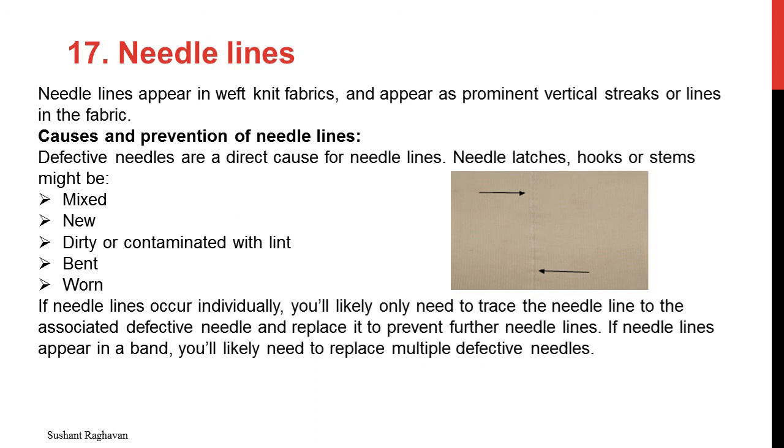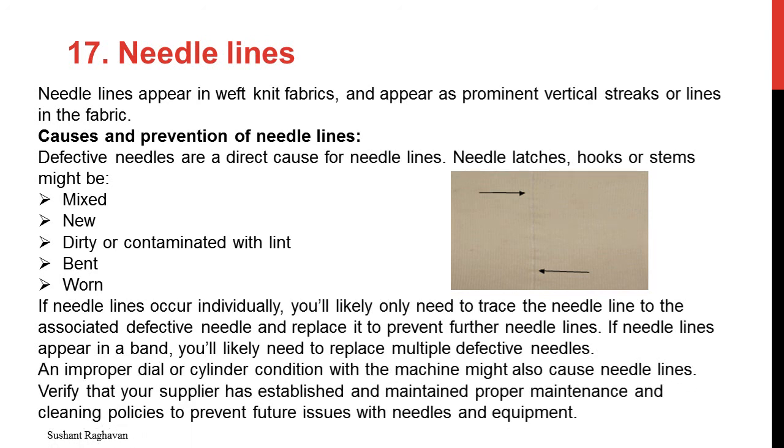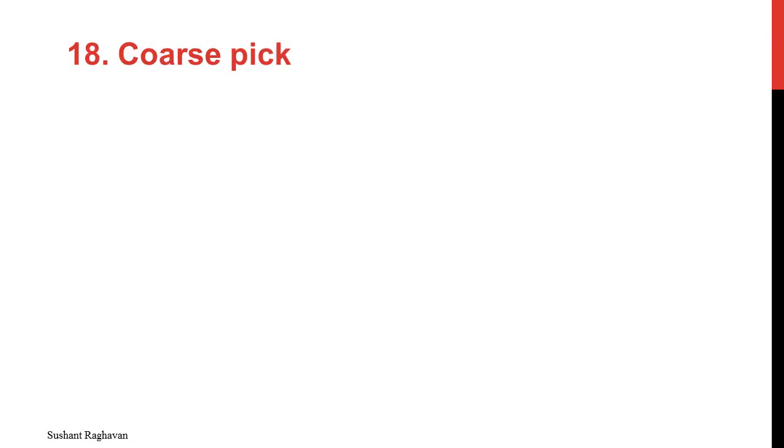If needle lines occur individually, you will likely only need to trace the needle line to the associated defective needle and replace it to prevent further needle lines. If needle lines appear in a band, you will likely need to replace multiple defective needles. An improper dial or cylinder condition with the machine might also cause needle lines. Verify that your supplier has established and maintained proper maintenance and cleaning policies to prevent further issues with needles and equipment.